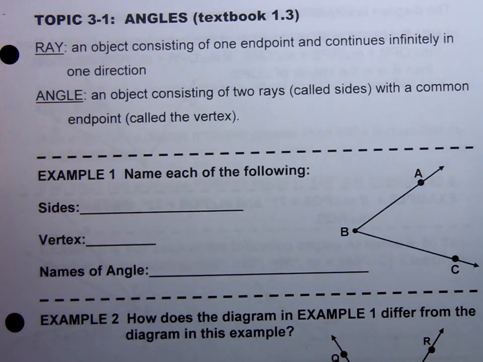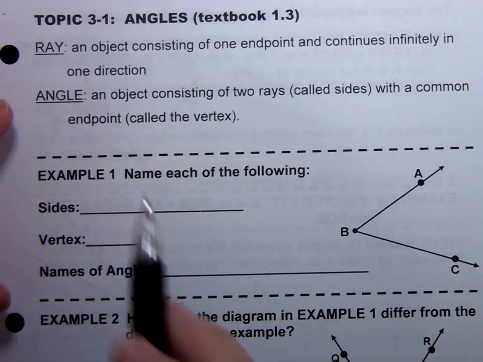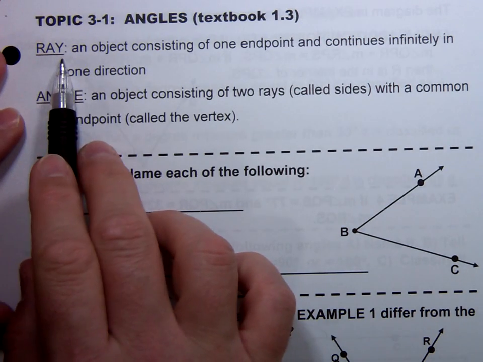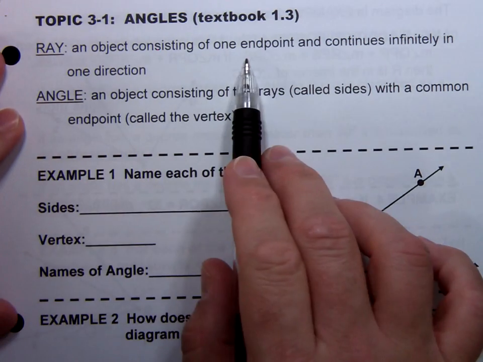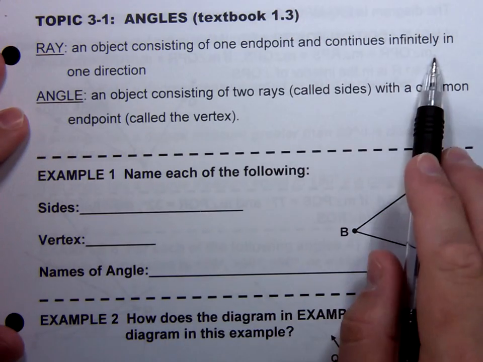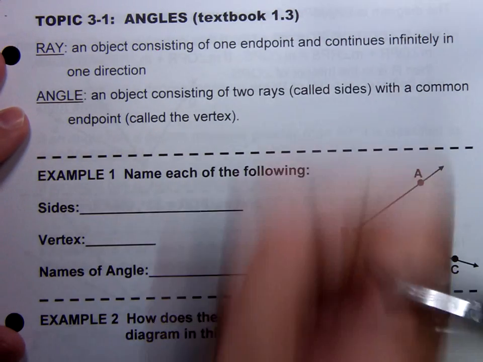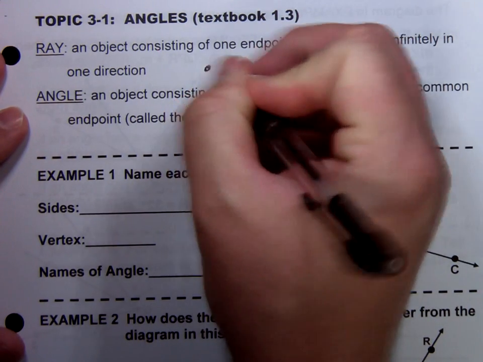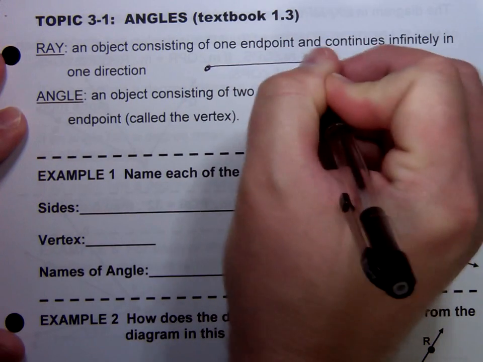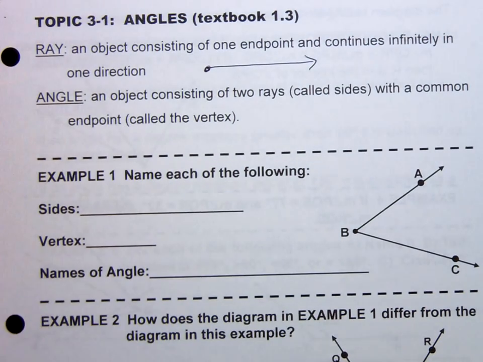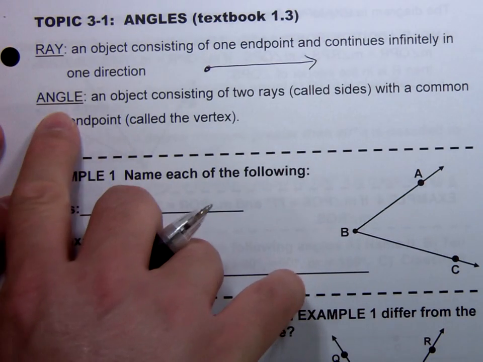Alright, we're going to talk about angles today. First, a little refresher is the definition for a ray. A ray is an object consisting of one endpoint and continues infinitely in one direction. So you've got an endpoint and it goes in one direction infinitely. It goes all the way to infinity. So there's a ray. Now we're talking about angles today.